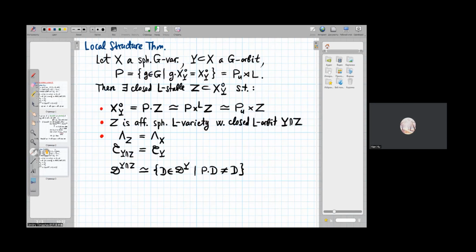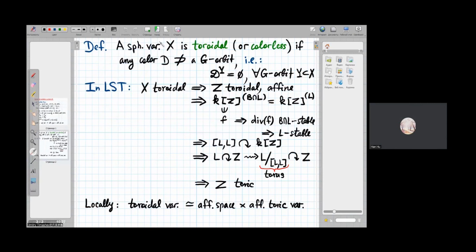Excuse me, I have to erase this. This was some previous. Professor: Yeah. Well, why isn't affine space a toric variety? Why is affine space a toric variety? Just imagine the action. So if you have an n-dimensional affine space.